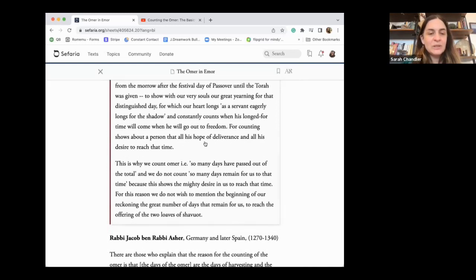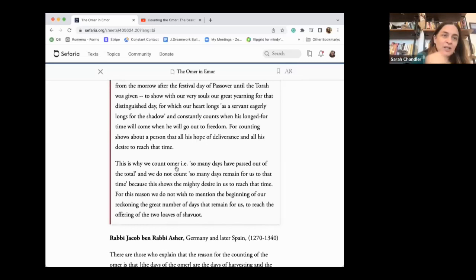For counting shows a person all his hope and deliverance and all his desire to reach that time. This is why we count the Omer. So many days have passed out of the total, and we do not count so many days remain for us to that time. So if you've counted the Omer before, or if you watch this video, or if you click on Julie's link, you'll see we don't say it's this many days until Shavuot. We say it's been this many days so far since Pesach.